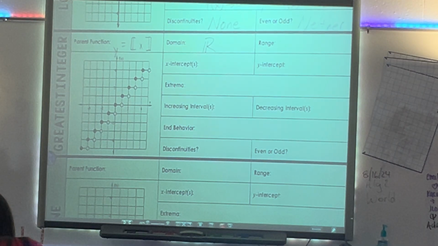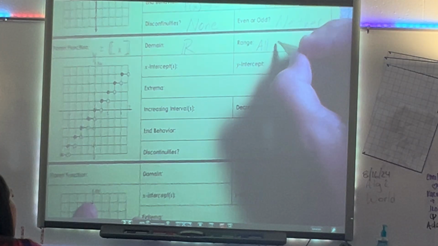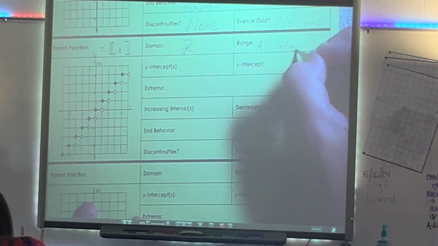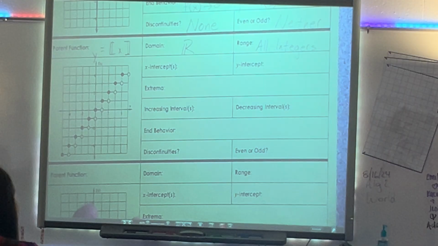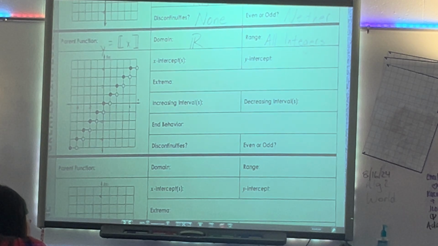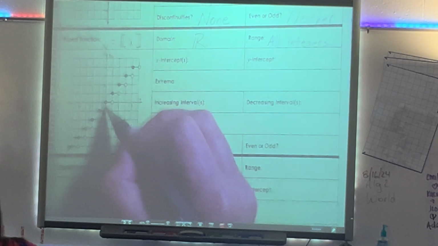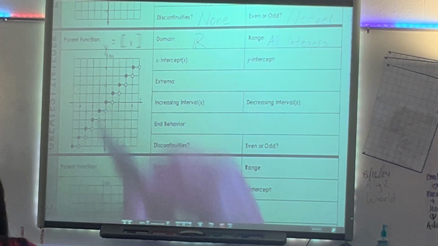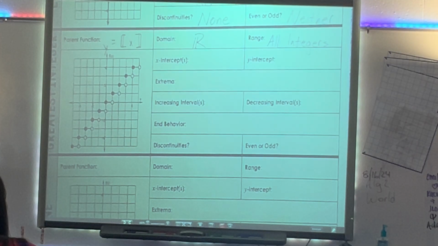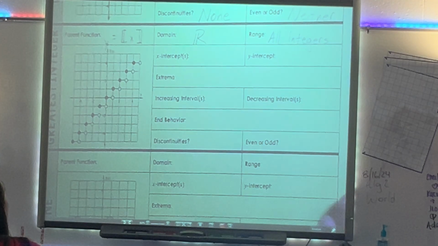But the range on this function is all integers. A lot of times it'll be written symbolically with the Z, but I will write it out. What that means is, if we look at these range values, the graph doesn't touch anything in between here to here. Does that make sense? It jumps. And that's why it's called a greatest integer function. So we either round it up or you round it down.